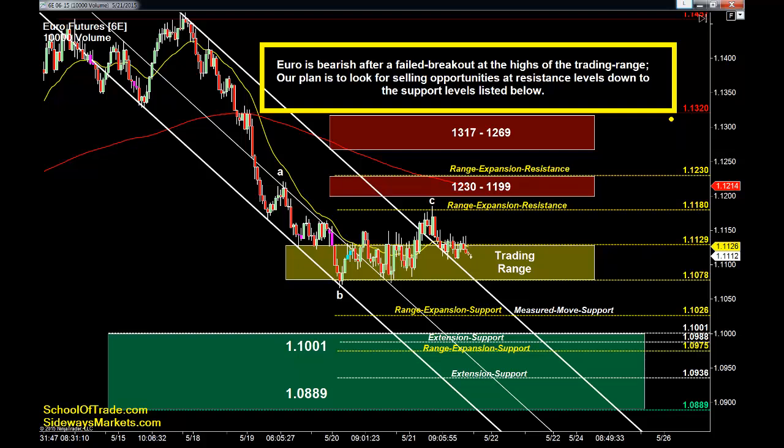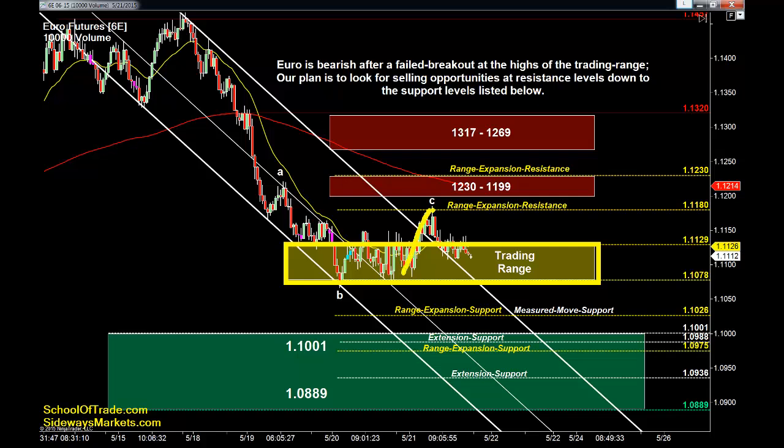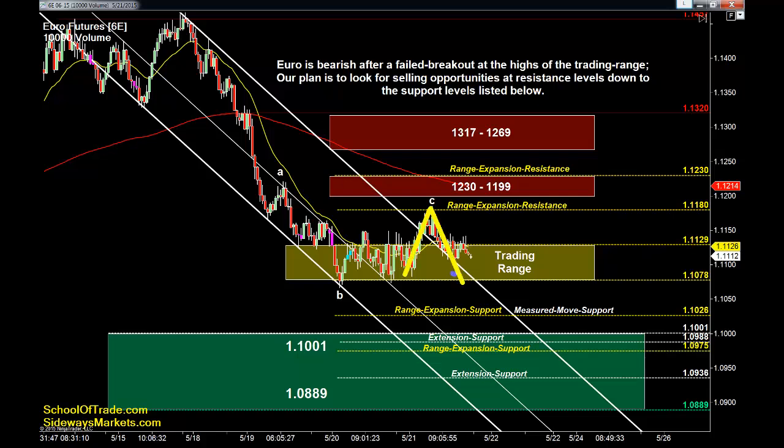Euro is bearish after a failed breakout at the highs of the trading range, kind of the opposite of what we saw on gold. Our plan is to look for selling opportunities at resistance levels down to those support levels listed below. So here's the exact polar opposite of what we just talked about on gold. Gold had a fake break of the low. The euro now goes up right to that range expansion resistance target that we talked about last night, served up on a silver platter for you to get short. Nice big strong red candle confirms the order, and of course you're heading back down lower right now.